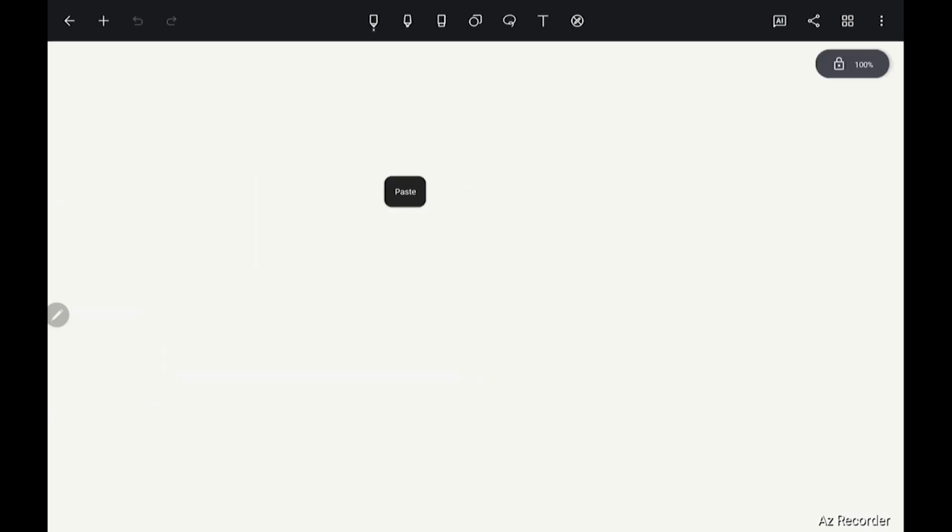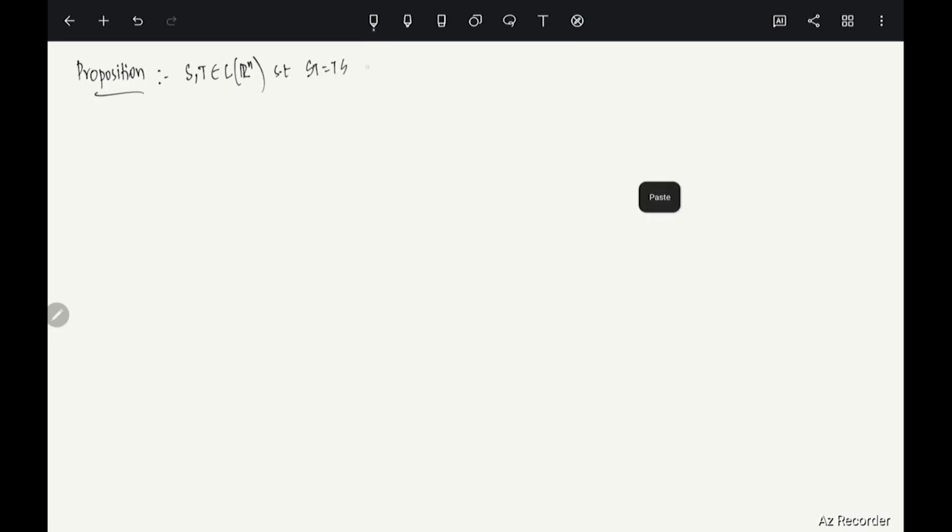Okay, now there is another proposition which we need to prove. Proposition. So what is it? Let's say that S and T are two linear operators on Rn, such that they are commutative, ST equals TS, then what happens is e power S plus T equals e power S times e power T. So please remember this.